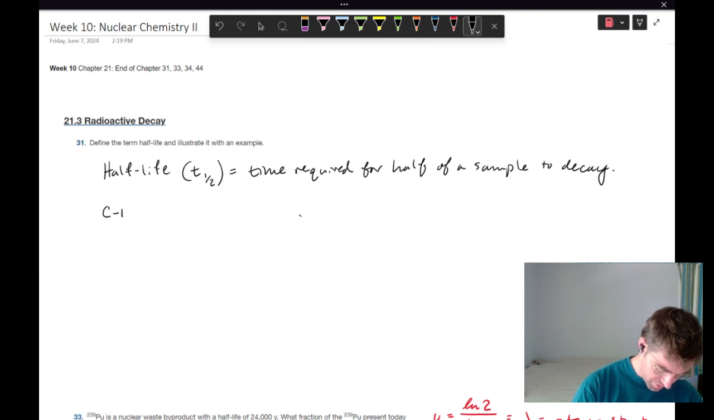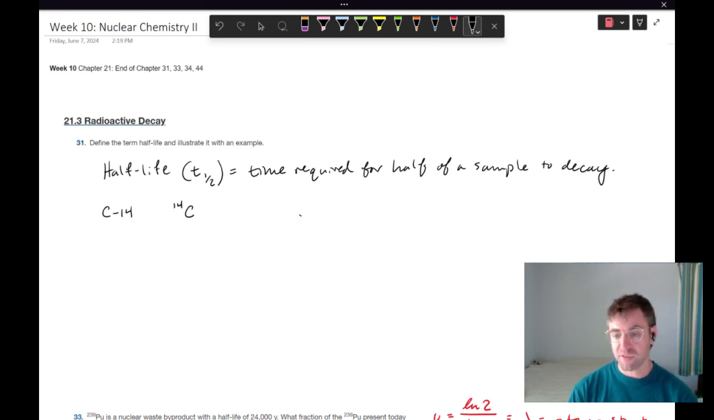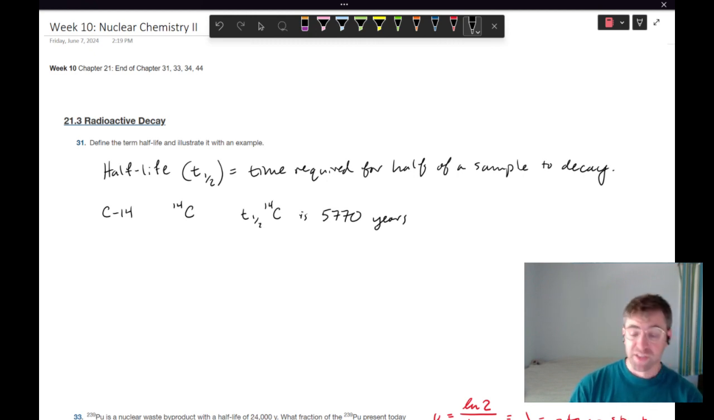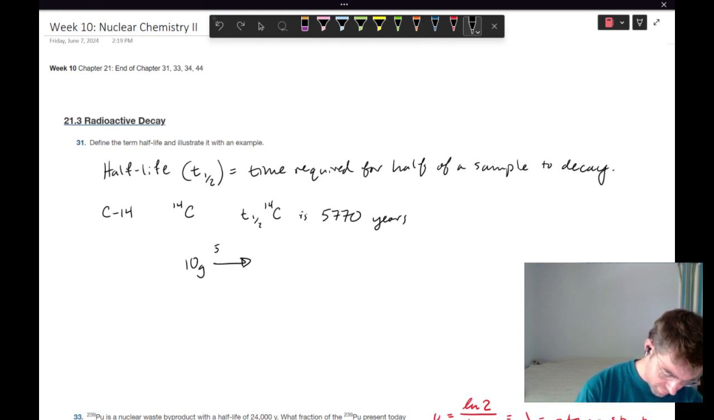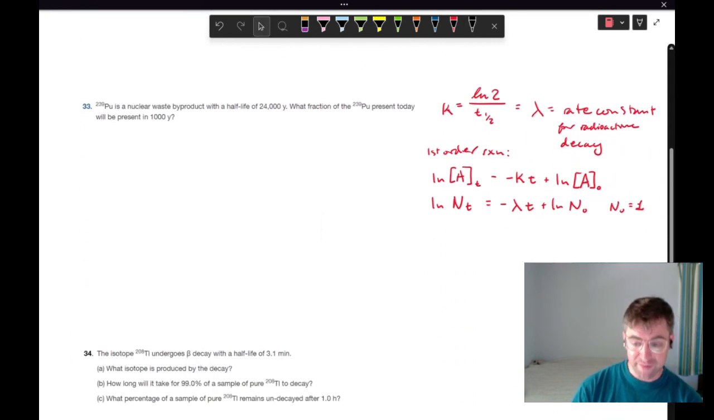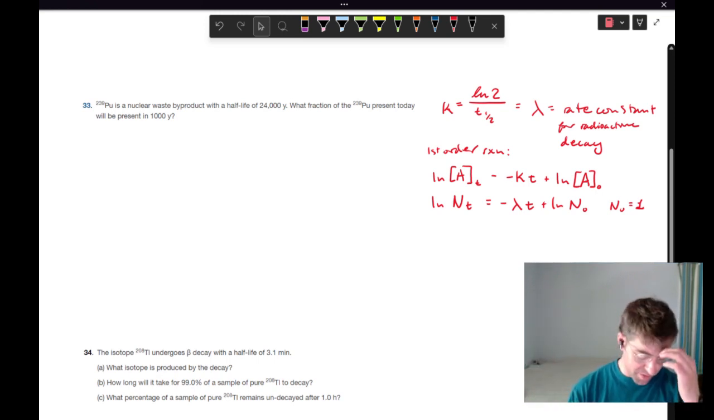So carbon-14, written as C14 in notation like we looked at last week. The half-life of carbon-14 is 5,770 years. So after 5,770 years, a 10-gram sample would be reduced to 5 grams, or 50%, right? So with that knowledge and a couple of helpful equations, we're going to solve some more specific problems around this.